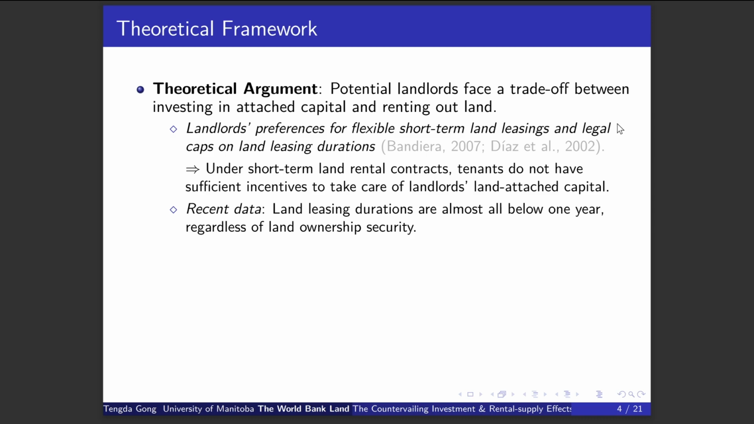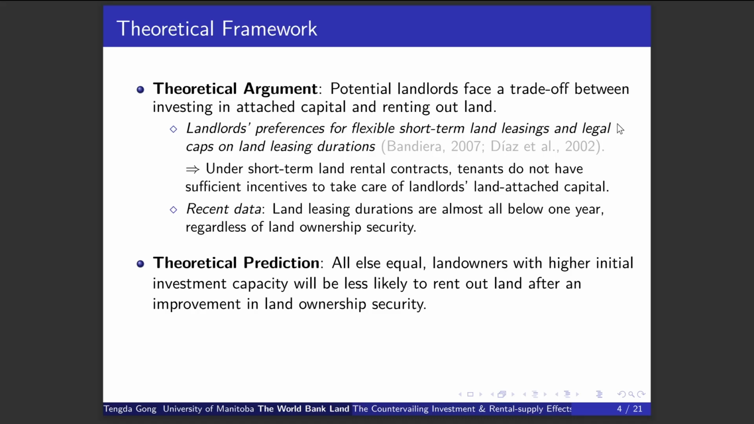So either way, you will see in reality, even in contemporary data, that land leasing durations are almost all below 1 year, regardless of whether you have higher or lower land tenure security. Given that context, tenants may, in theory, have insufficient incentive to take care of your land-attached capital if you invested. So then you have a concern: should I do the investment myself and cultivate it, or do less investment or even no investment, which is common, and then rent out? So you have this trade-off.